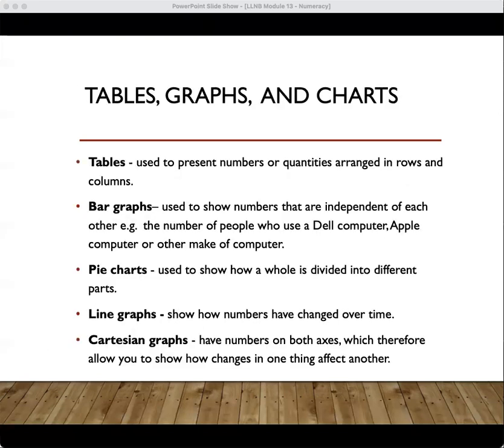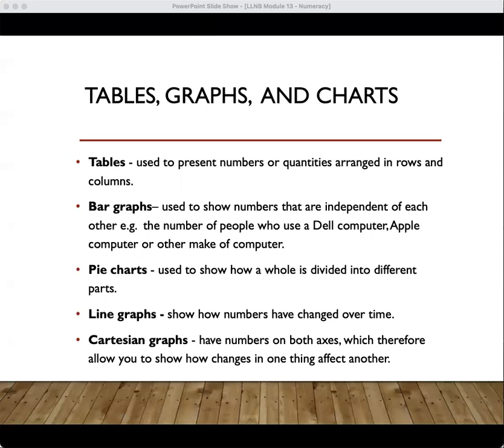Tables, charts, and graphs are increasingly used in everyday life, and especially in the workplace. So it will benefit learners to be introduced to these as soon as feasible. Tables. They're used to present numbers or quantities arranged in rows and columns. Bar graphs, used to show numbers that are independent of each other. For instance, the number of people who use a Dell computer versus an Apple computer or some other make of computer. Pie charts. These are used to show how a whole is divided into different parts.